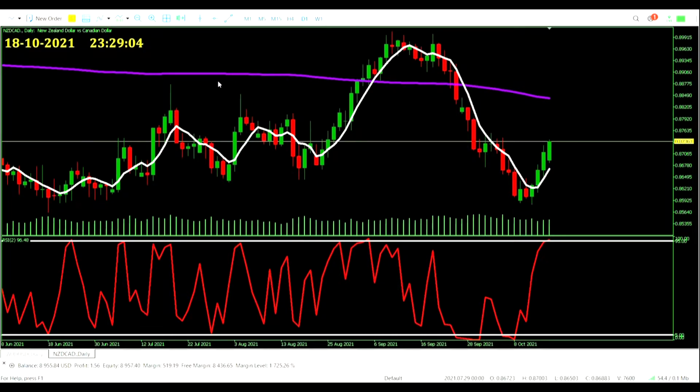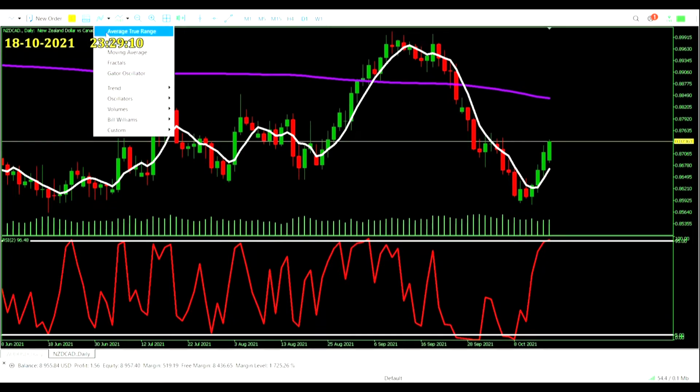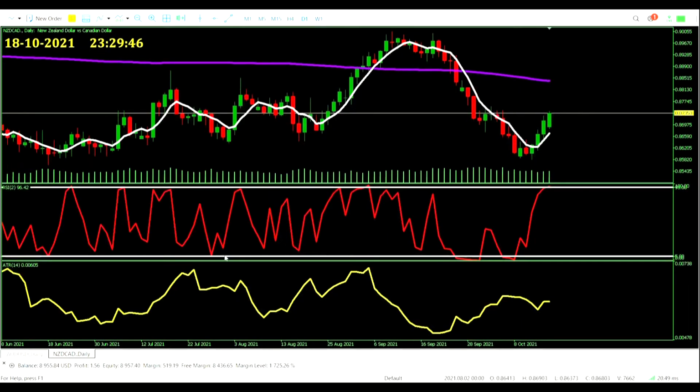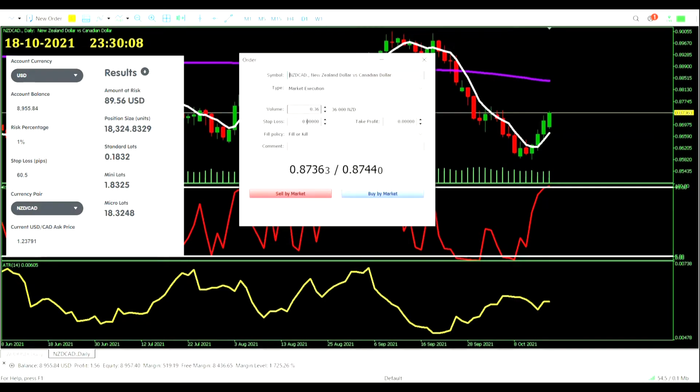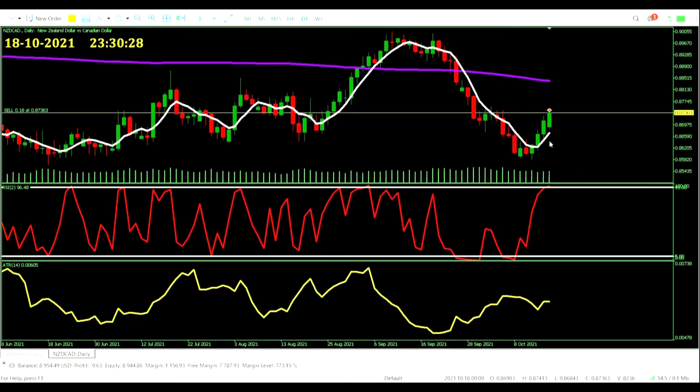And as we don't have any other trades going for our New Zealand dollar or Canadian dollar, let's pull up the average true range. We have got a reading on the ATR of 60.5 pips, so it'll be 1% risk for that distance. And so you can see our risk, you can see how it's all calculated. And that means we can punch in 0.18 as our volume, and we can click that red button there to sell off the market.